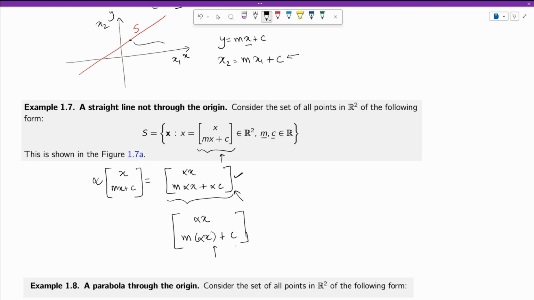But look at this. It's m into alpha times x, that's okay. But the second element is alpha times c, which means it's not there except if c is 0. So it's not closed under vector scaling. Okay, what about vector addition? You can verify and tell me. Where does it fail? You can tell me where it fails.